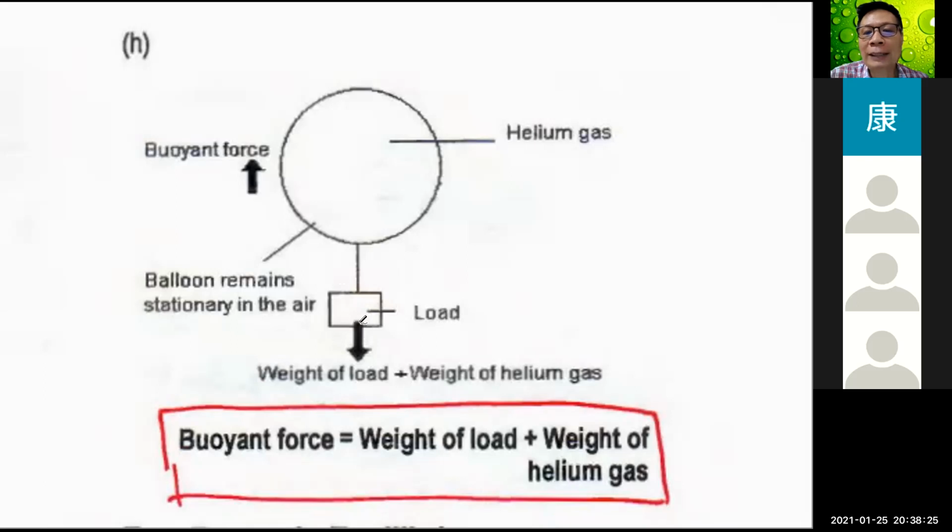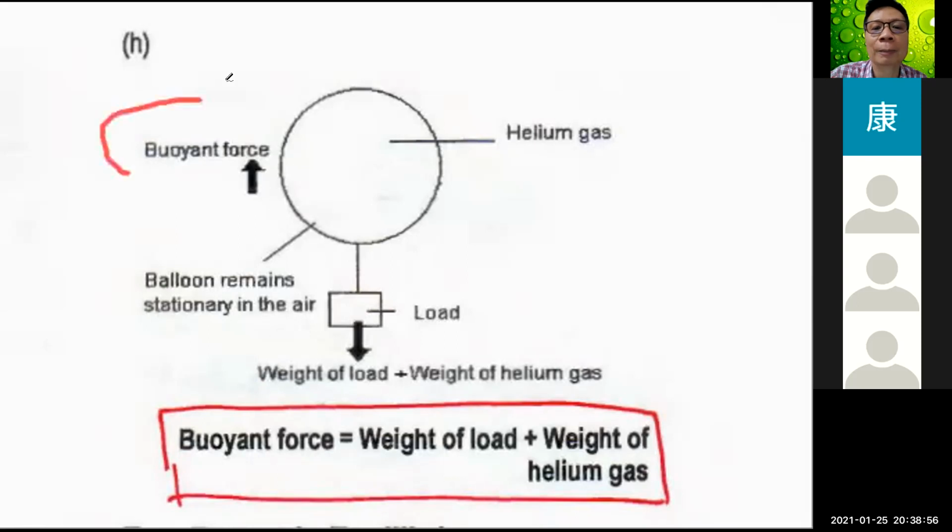Weight of the load plus weight of the gas inside. Okay, everything. Another one is the force trying to support the balloon. Definitely something supports the balloon, or else the balloon will drop. There must be a force supporting the balloon. So this force is called buoyant force. Any force that's supporting an object from coming down, sinking into water, or coming down from the air, we call the force buoyant force.